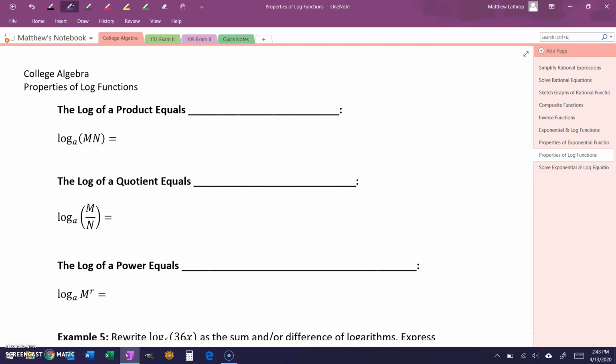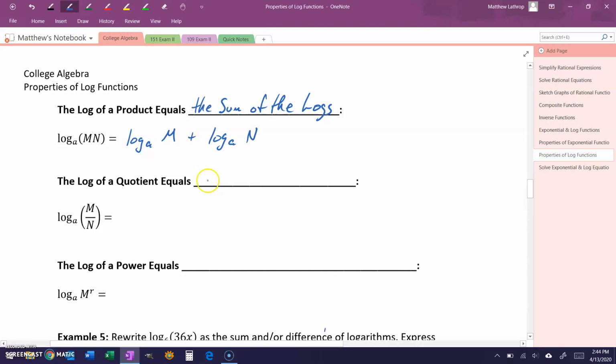We also have rules for breaking up different log statements. For instance, the log of a product equals the sum of the logs. What that means is that if we have the log base a of m times n, we can split this up as the log base a of m plus the log base a of n. So rather than multiplying those two factors together and taking the log, we can split that up into the sum of two separate log statements.